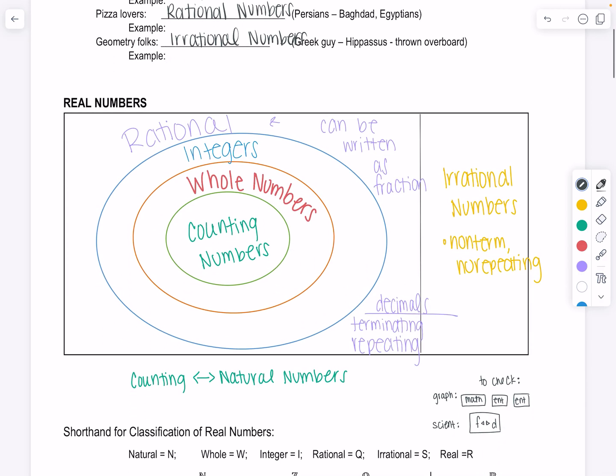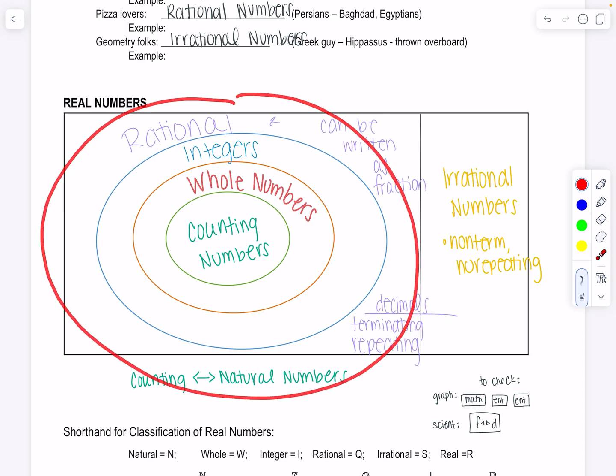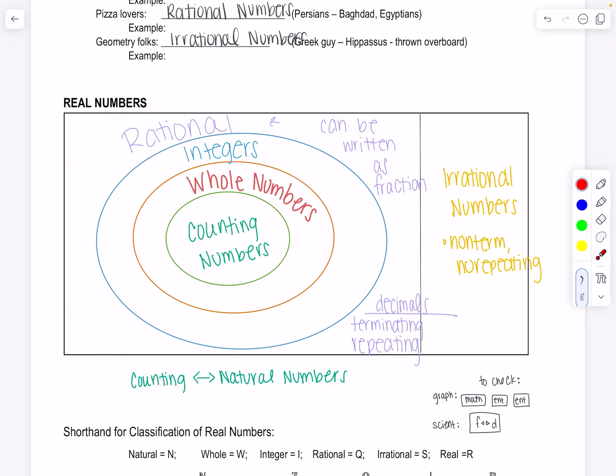So let's look at more of a diagram to distinguish between the types of numbers. On the outside, you have this idea of rational numbers. Any circle that is inside, concentric, meaning within, is going to be a subset, just a fancy word for a smaller part of the larger group. So we've got these rational numbers. Rational numbers can be written as a fraction.